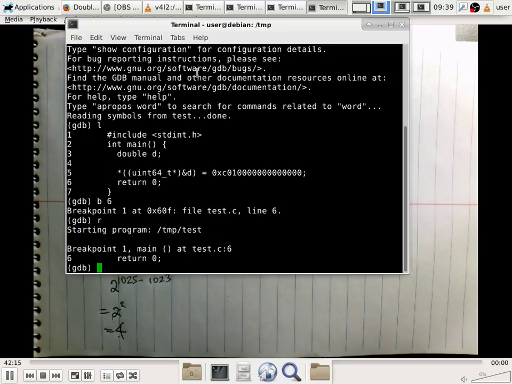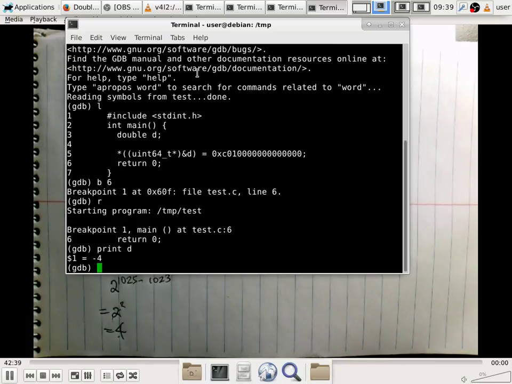So when I use print inside GDB, it will actually look at the type of the variable and print it according to the type. So it's not going to print me the actual internal representation of the zeros and ones. It will print the value represented by that particular variable. So here's the moment of truth, okay? It is -4.